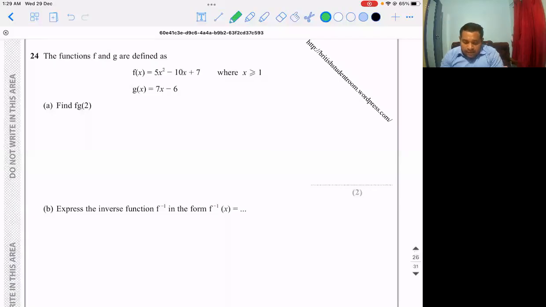Okay. Now, next question is under the category of functions. So what is f of x? 5x squared minus 10x plus 7. G of x is 7x minus 6. So what is f of g of 2?